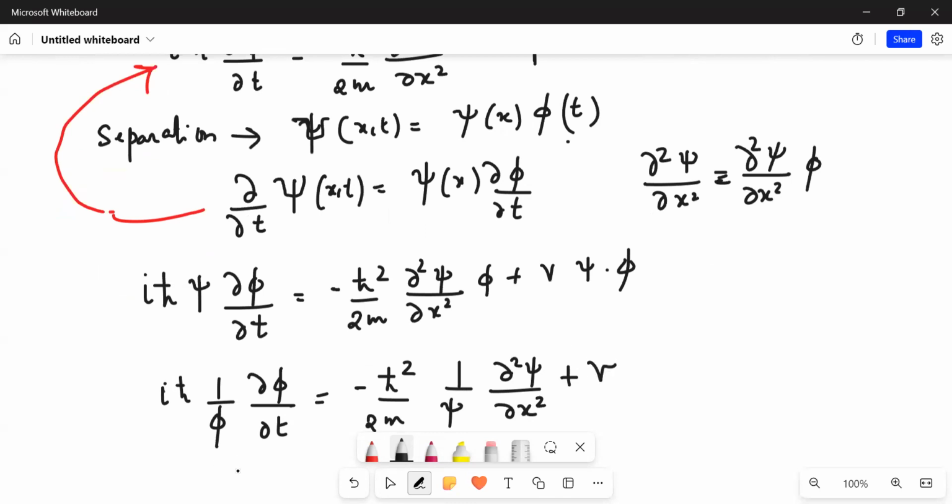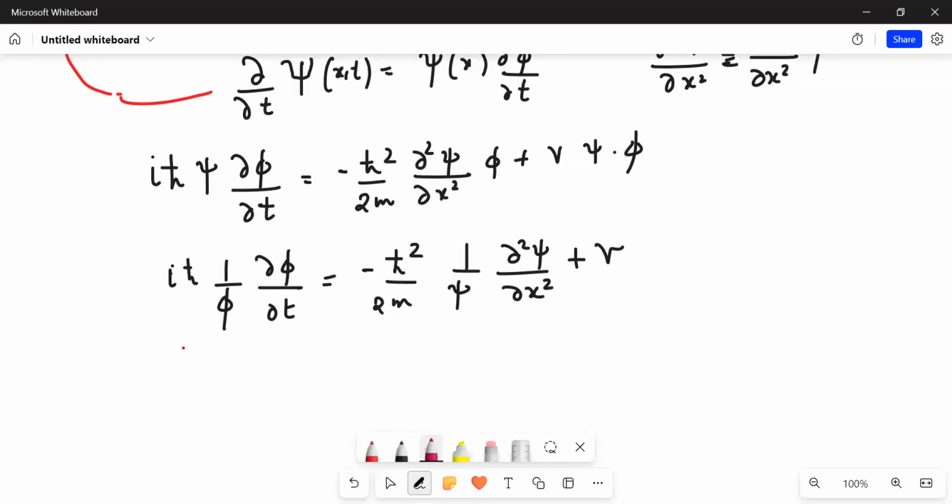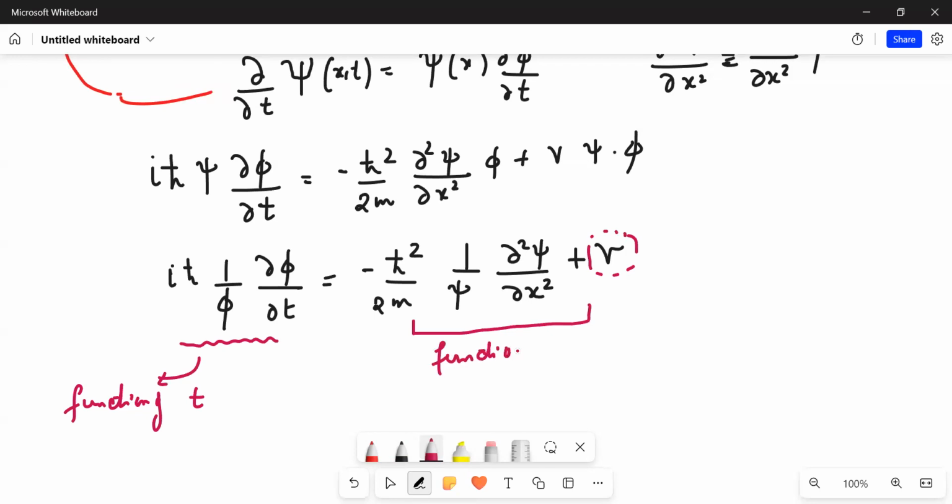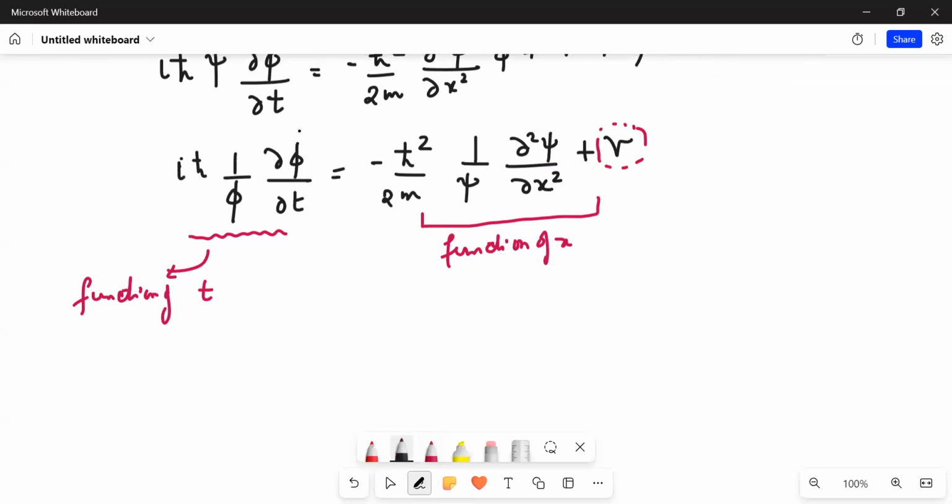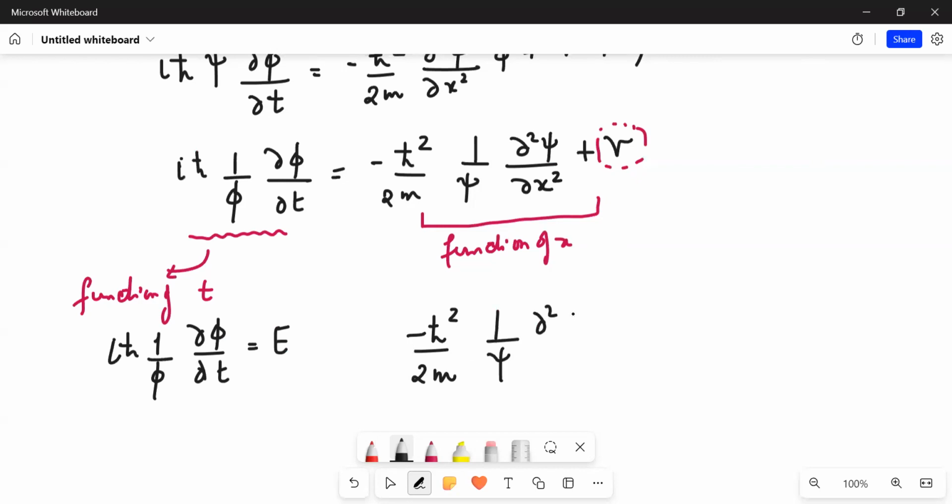Okay. Now, if you see this particular side, the left-hand side is a function of t, and this other side, since I've already taken v to not be a function of time, is overall a function of x. So it may so happen only if both of them individually are equal to some constant. Let us keep that constant equal to e. So iota h ket 1 upon phi del phi upon del t is equal to, let's say, e. And here also I'm going to write the same: minus h ket square upon twice m, 1 upon psi del square psi upon del x square plus v is equal to e.